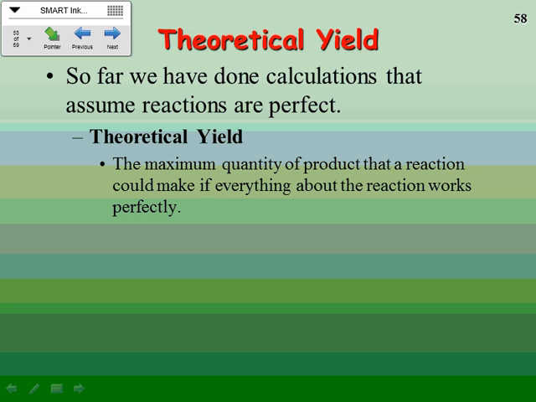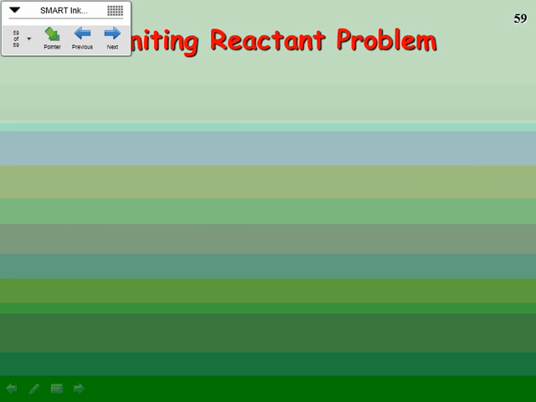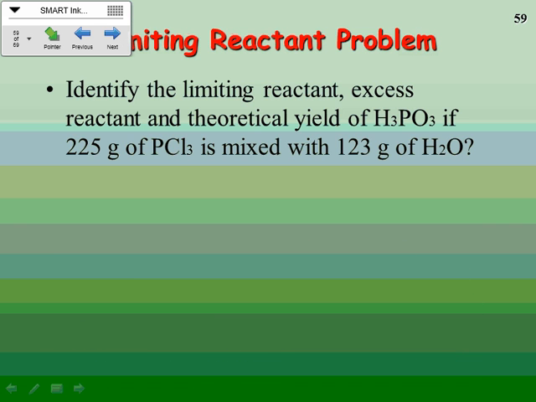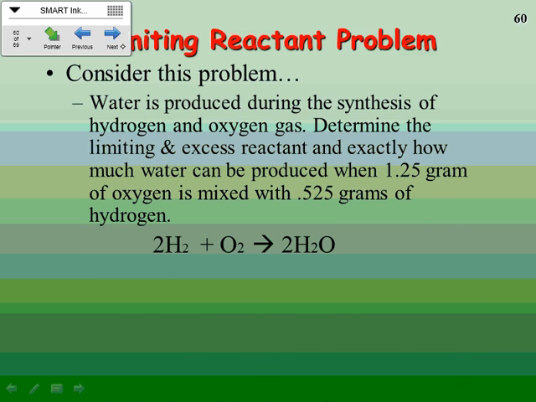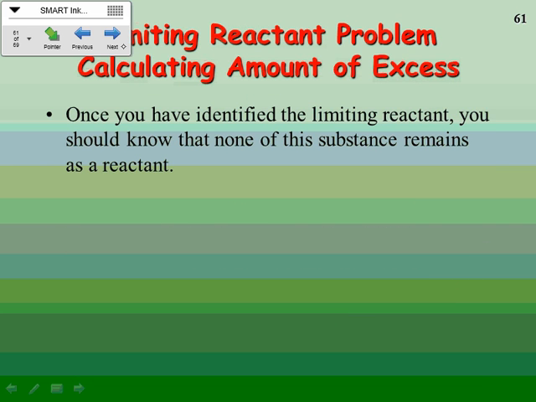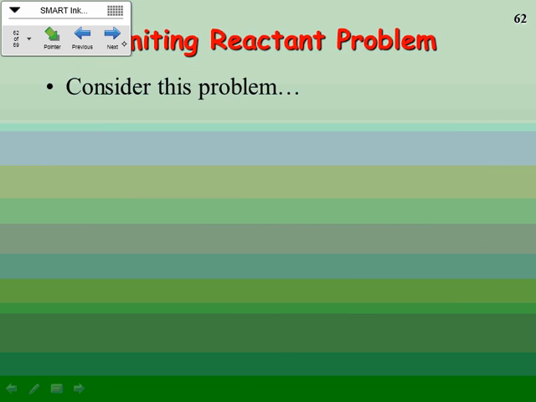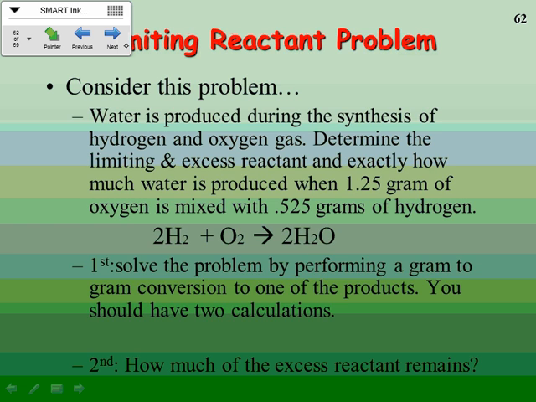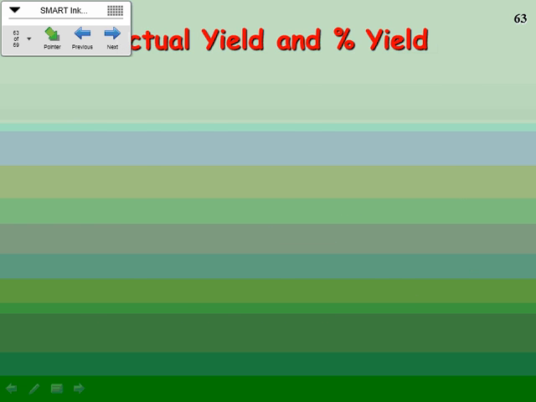So theoretical yield, that's the maximum quantity that a reaction could make if everything works perfectly. You are never going to get 100%. You're just not, okay? Let's do a problem. Wait, did we already do this? Okay, sorry. We already talked about theoretical yield, but it's good to review that. Okay, and we talked about the excess stuff. That's still limiting reactant. Okay, here we go.